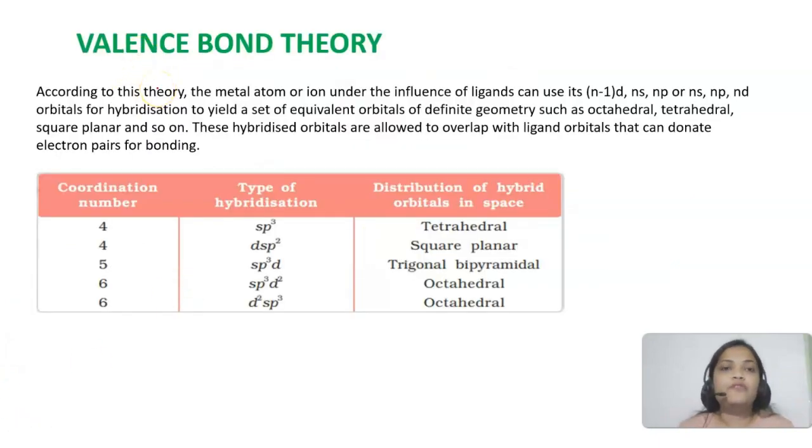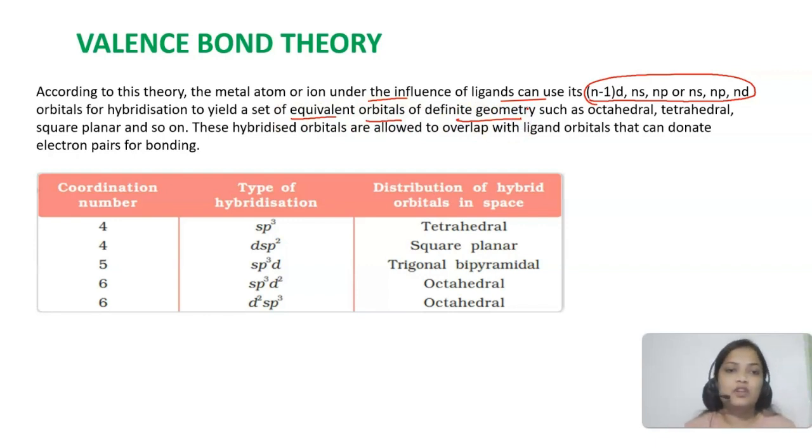According to the valence bond theory, the metal atom or ion under the influence of ligands can use its (n-1)d, ns, np or ns, np, nd orbitals for hybridization. When the ligand approaches the metal atom, these orbitals, the (n-1)d, ns, np and (n+1)s and (n+1)d orbitals, undergo hybridization. Hybridization we have already studied in the chapter chemical bonding, right? So they get hybridized to yield a set of equivalent orbitals of definite geometry.